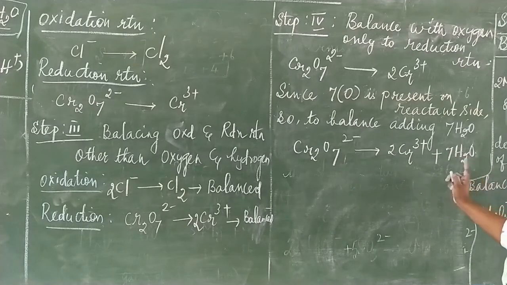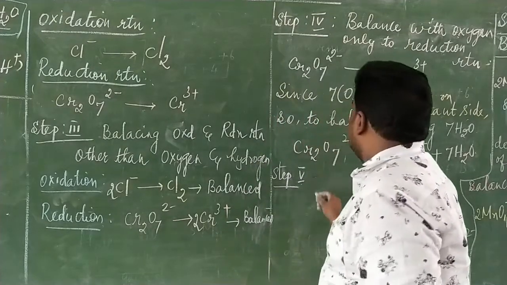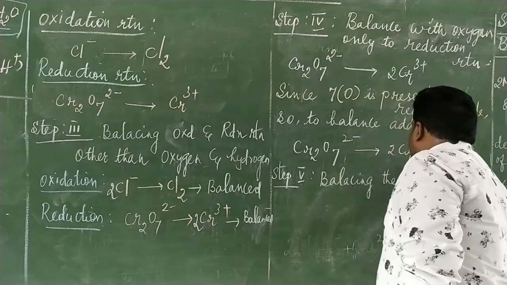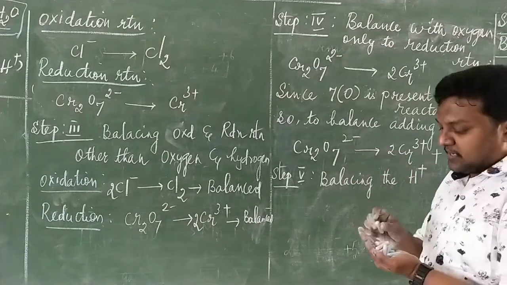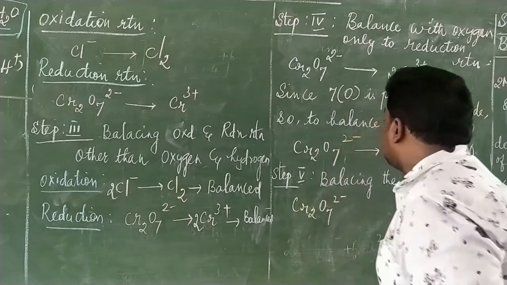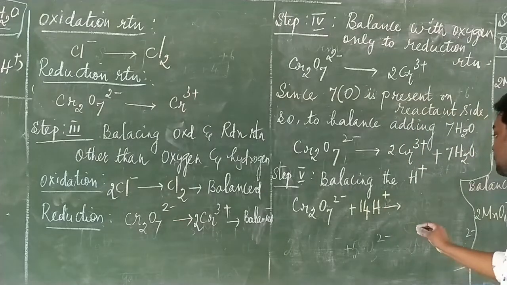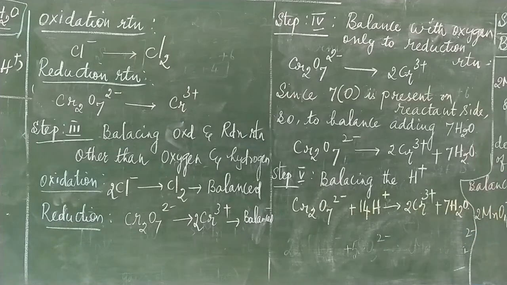The hydrogen is mismatched. So step 5, balance the hydrogen. Now balancing the hydrogen, 7 2s are 14 hydrogen, so 14 H+ should come here. So the overall reaction is Cr2O7 2- plus 14 H+ gives 2Cr3+ plus 7 molecules of water. Okay, this is step 5, balancing the hydrogen.